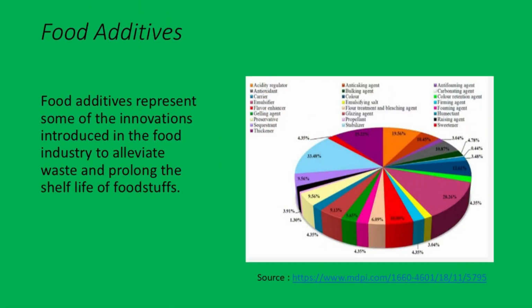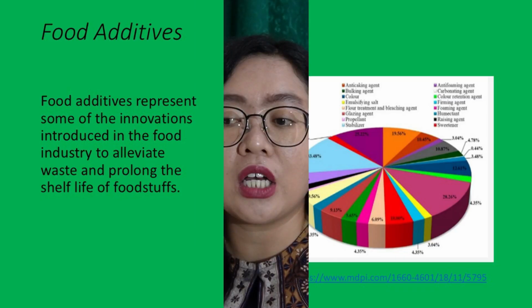Another kind of contaminant may come from food additives. Food additives represent some of the innovation introduced in the food industry, usually to alleviate waste and prolong the shelf life of the foodstuff. As we can see in the slide, there are many kinds of food additives usually used in the food industry, such as acidity regulator, antioxidant, carrier, emulsifier, and flavor enhancer.